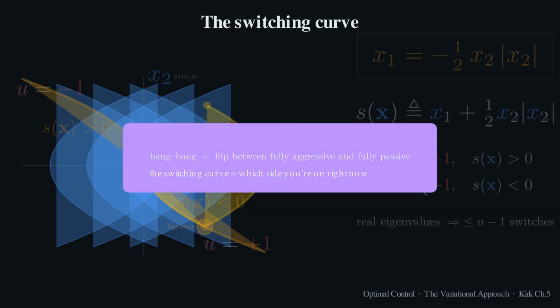A trader knows this shape. Bang bang is the strategy that refuses to hedge halfway. It flips between fully aggressive and fully passive. And the switching curve is the line in state space that says which one you're in right now.